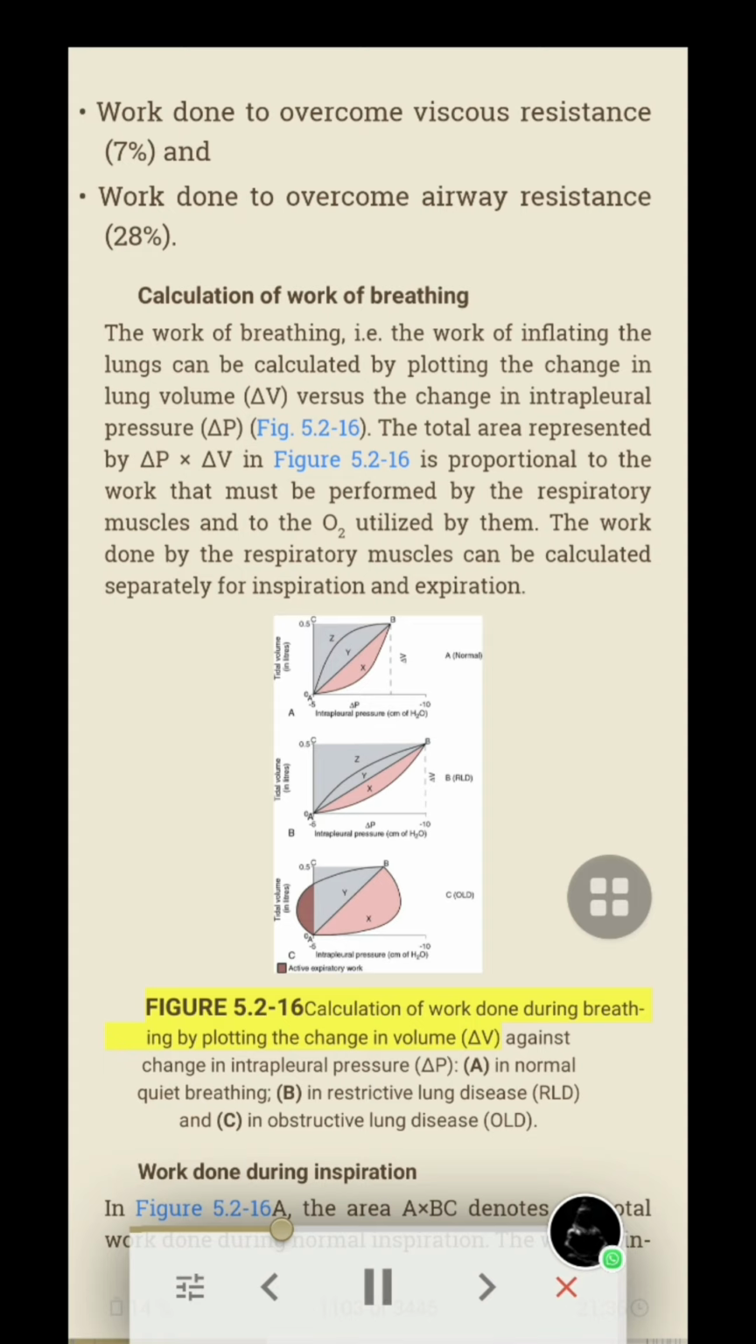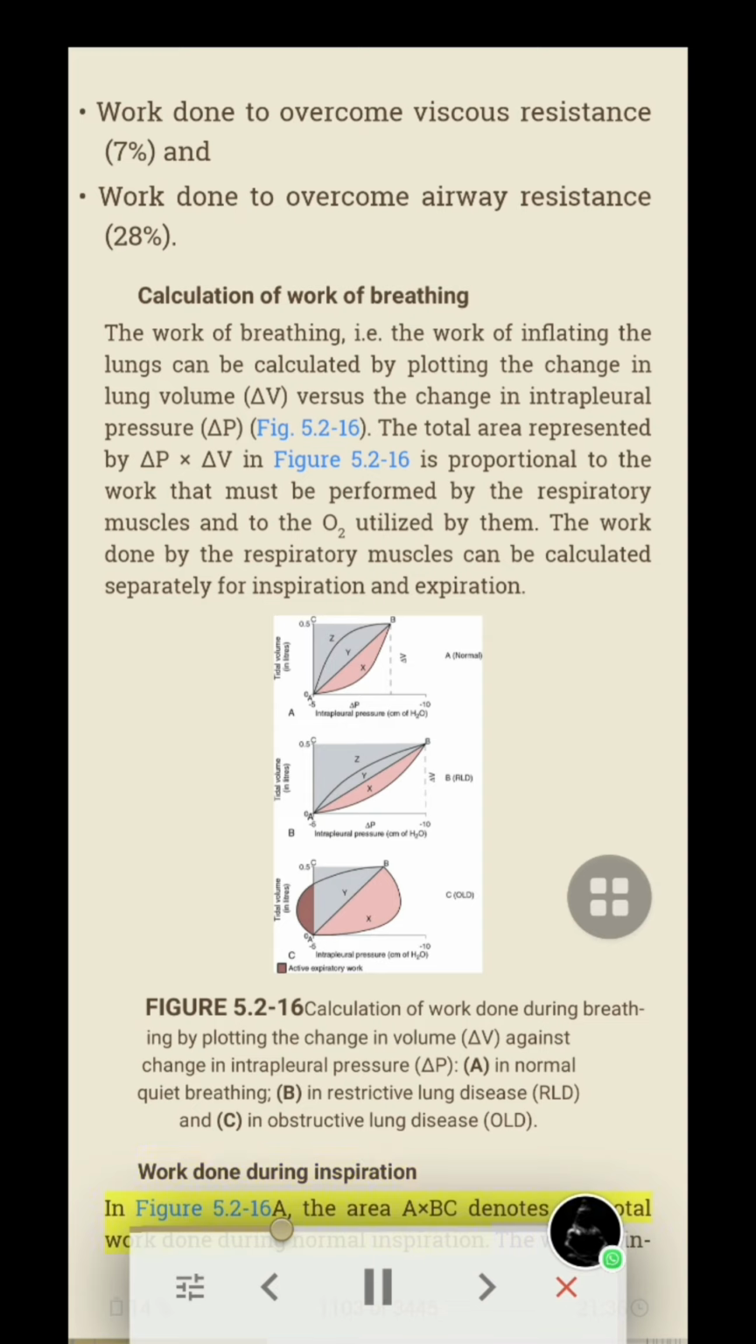Figure 5.2-16. Calculation of work done during breathing by plotting the change in volume, delta V, against change in intrapleural pressure, delta P. A. In normal quiet breathing. B. In restrictive lung disease, RLD. And C. In obstructive lung disease, OLD.